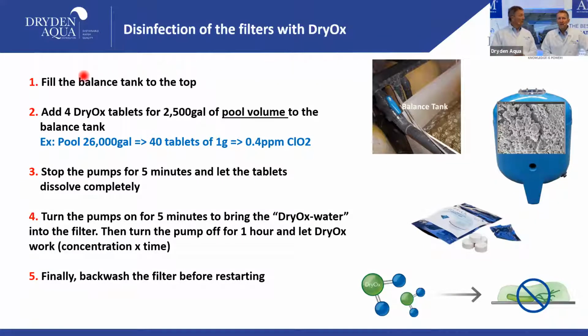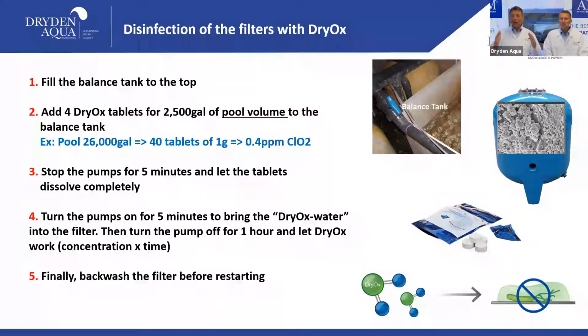Then we add the Dryox tablets, most of them directly into the balance tank. The concentration that you want, the example here, is 4 tablets for 2,500 gallons of pool volume. Not balance tank volume, pool volume. As an example, if we have a pool with 26,000 gallons, we would use 40 tablets, which gives us a concentration of 0.4 ppm of chlorine dioxide. That's the maximum you could have if you are back in circulation at the end of the process.